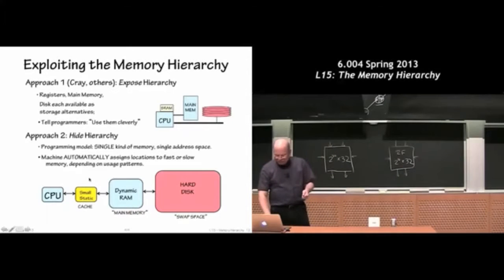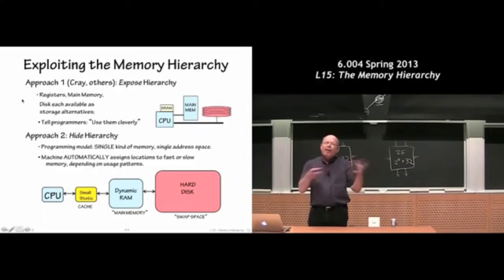I like that idea. Okay, so that's the basic scheme, right? We're going to try to put the things we want to access into the small fast memories. Now, there's two basic strategies we could pursue.